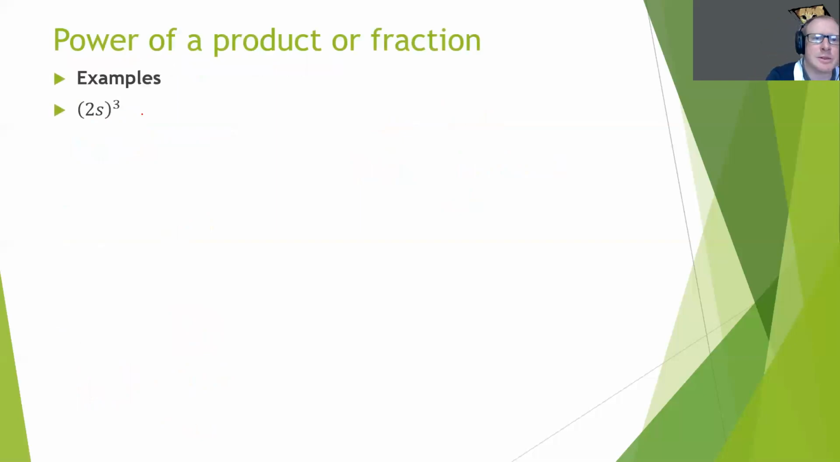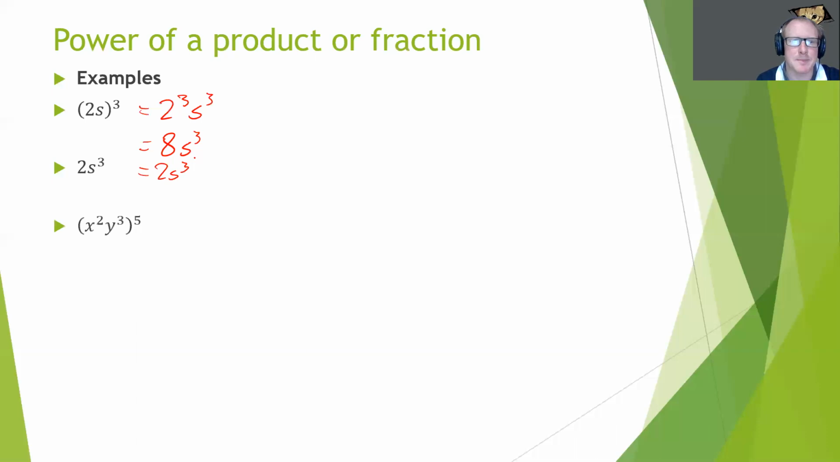Now, a similar example of what we just did. We've got 2 to the power of 3, and then s to the power of 3. 2 to the power of 3 is 2 times 2 times 2, which is 8. S to the power of 3. Now, with this one, because there's no brackets, there's actually nothing we can do with that one. It just comes out the same. Now, this one here, everything is to the power of 5. So we go 2 times 5, which is 10, and then 3 times 5, which is 15.